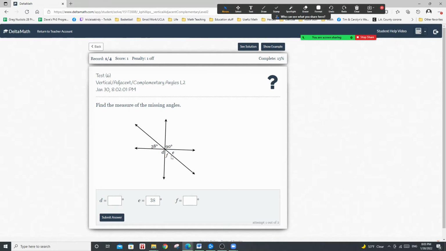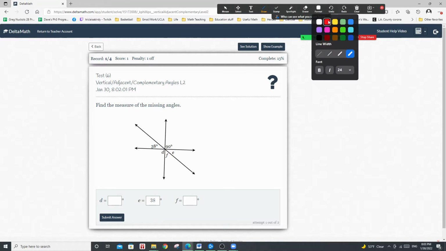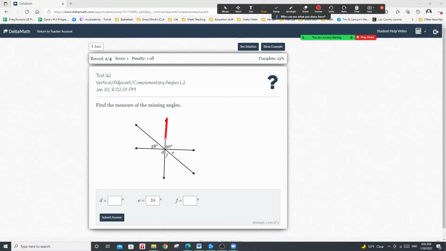Next, we see that D and the 90 degrees are vertical too. So let me draw that one in. So here's the 90 degrees, and it extends to this one, like that, and this one. So these are vertical. So D should be 90 degrees.